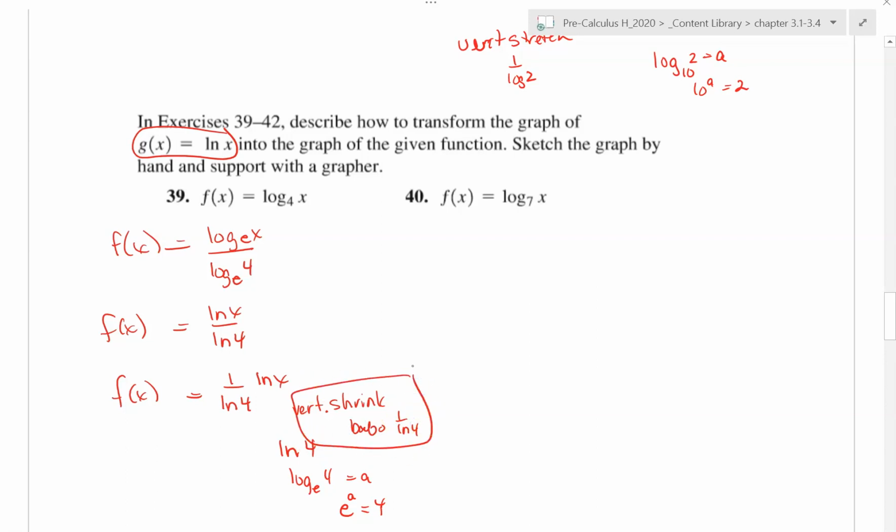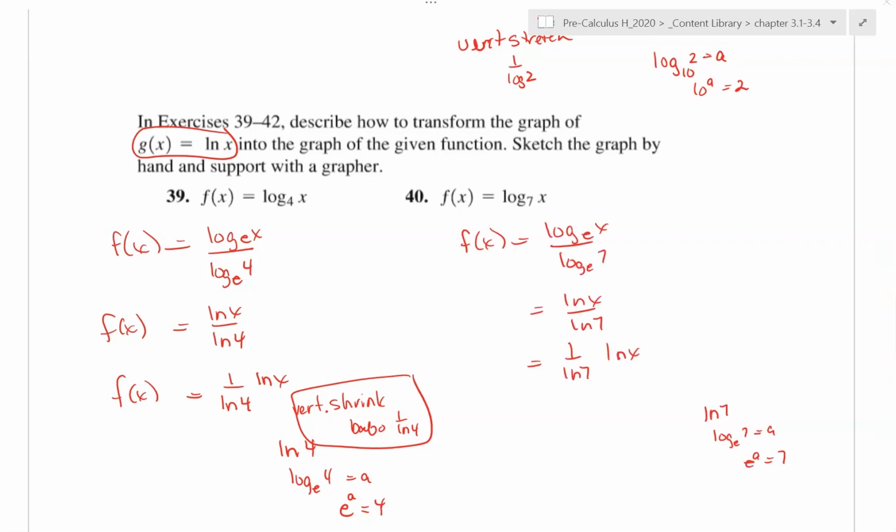We'll go ahead and pause the video and give number 40 a try. I know that natural log of 7 is a number larger than 1 because natural log of 7 is log base e of 7. I called that a. e to the a is 7. a would have to be a number larger than 1. So 1 over natural log of 7 would be a vertical shrink.